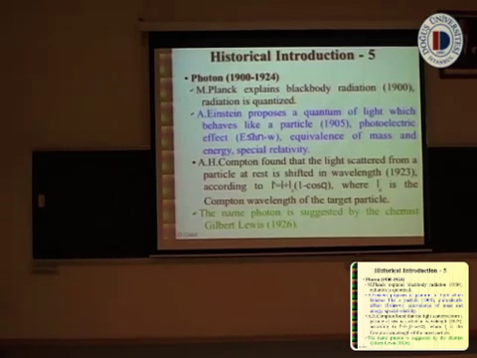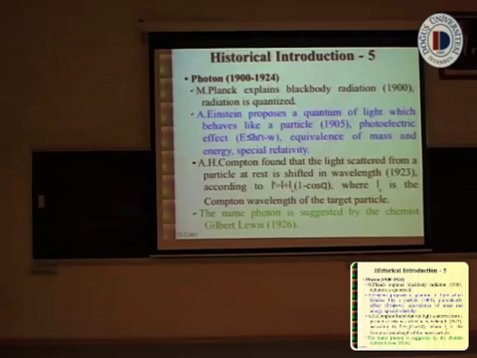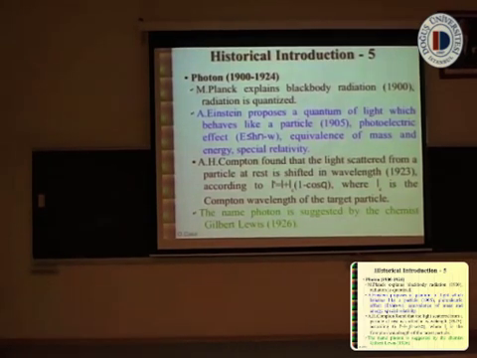Later, Compton found that light scattered from a particle at rest is shifted according to this law. It should be lambda, but the fonts are not good enough to explain everything here. Lambda prime is equal to lambda plus lambda_C, the Compton wavelength, times (1 minus cosine theta). This can be read in this way.